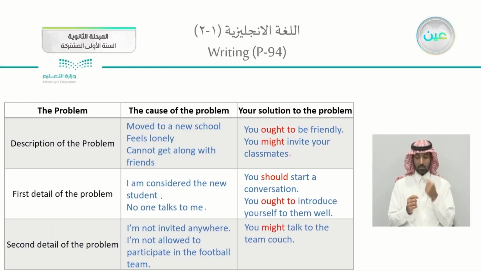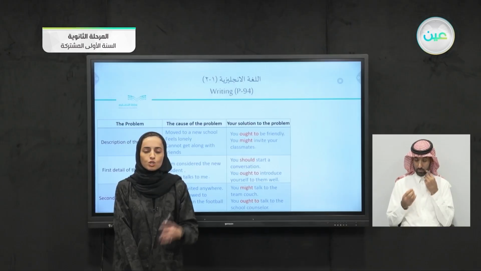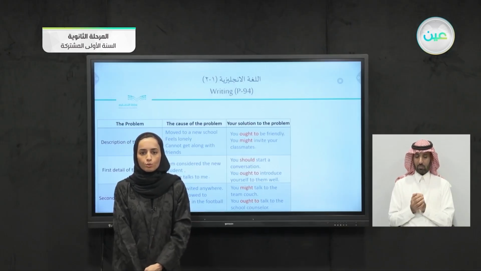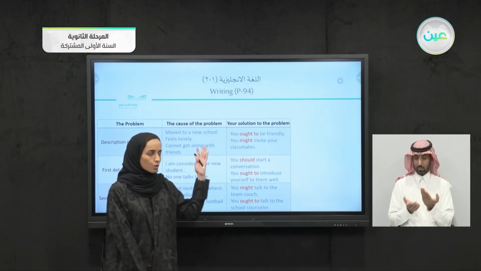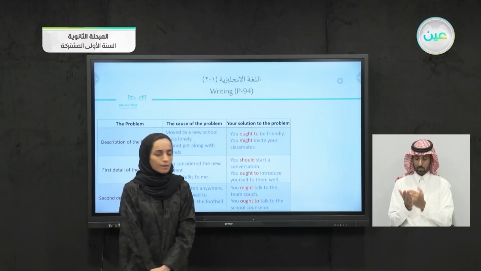We can tell him, you might talk to the team coach. So we're having the team coach. Go to the team coach, not to any one of your colleagues, and ask them, can I join the football team? And also you can say, you ought to talk to the school counselor. There is a school counselor, just go to him or her and say that you need to socialize with others, to join a certain club or the football team. Then you will use all of this advice to come up with your own letter of advice.